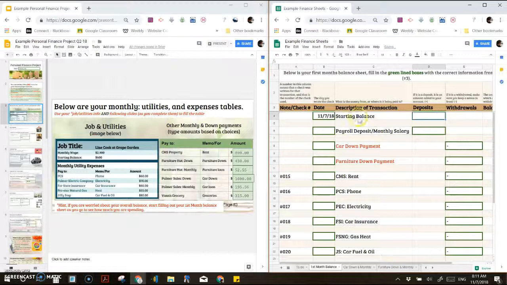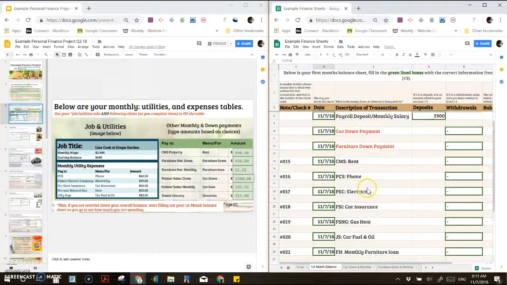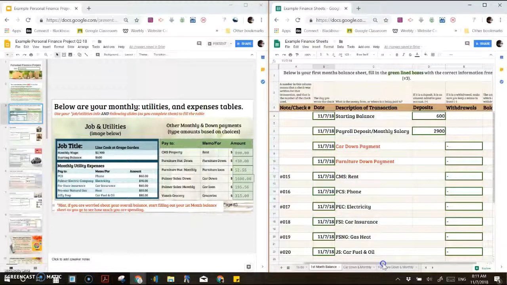Okay, and because your starting balance is a deposit, it's a positive in your account, we're going to just type it here. Our starting balance for me was 600, so I would put 600. And then my payroll deposit for the month was 2,900. And I'm just going to copy and paste this since I'm doing it all on the same day. If you do it on different days, then you just would put the date that you did it on. All right. And then I'm going to go down to the other ones.